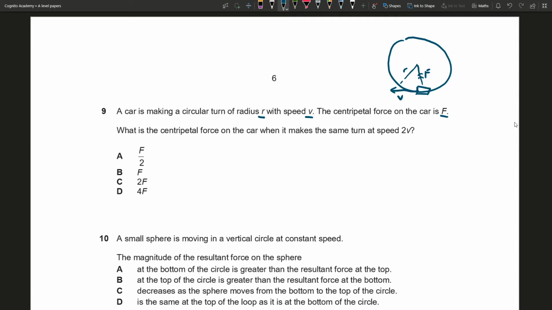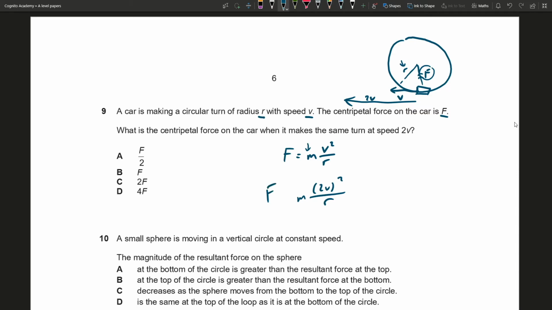Alright, what is the centripetal force when it makes the same turn at a speed of 2v? So now we have a new velocity, 2v. We are asked what F is, and it's the same turn, so r is the same. Remember that the centripetal force is just the mass of the car times the velocity squared over r, mv squared over r. m is the same because it's the same car. v in this case becomes 2v, so 2v squared, and r is the same because it's the same turn.